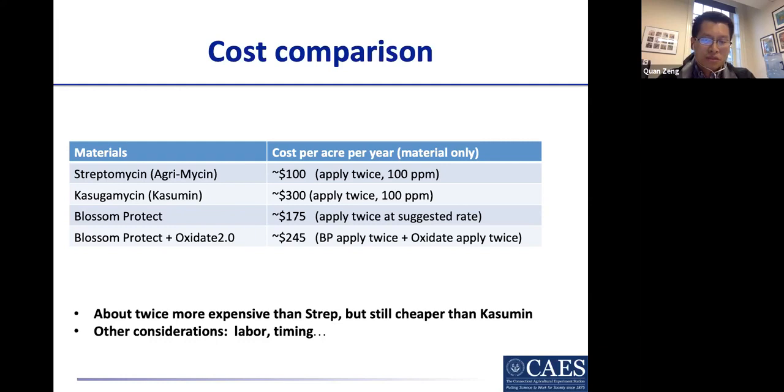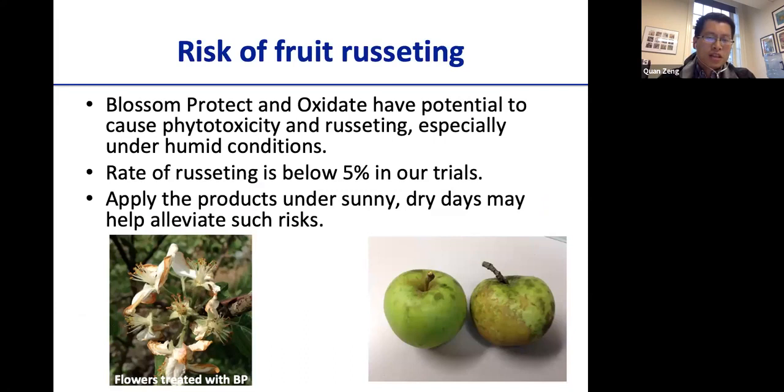Another limitation is the risk of fruit russeting. When applied under humid conditions, Blossom Protect and oxalate have the potential to cause phytotoxicity and russeting. Sometimes the petals turn a little bit brown, and occasionally some of the fruits are also russeted. However, the rate of russeting is usually below 5% in our trials, so it's marginal and not a big concern. Trying to apply the products on sunny, dry days may help alleviate such risks.